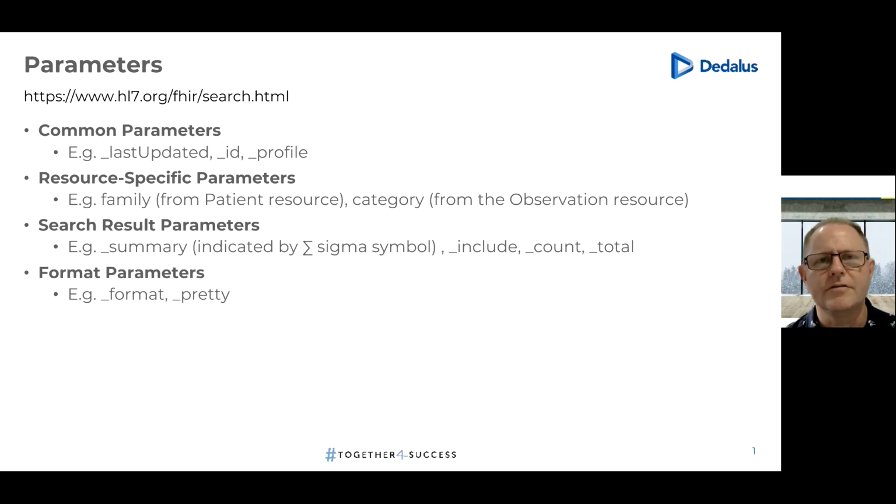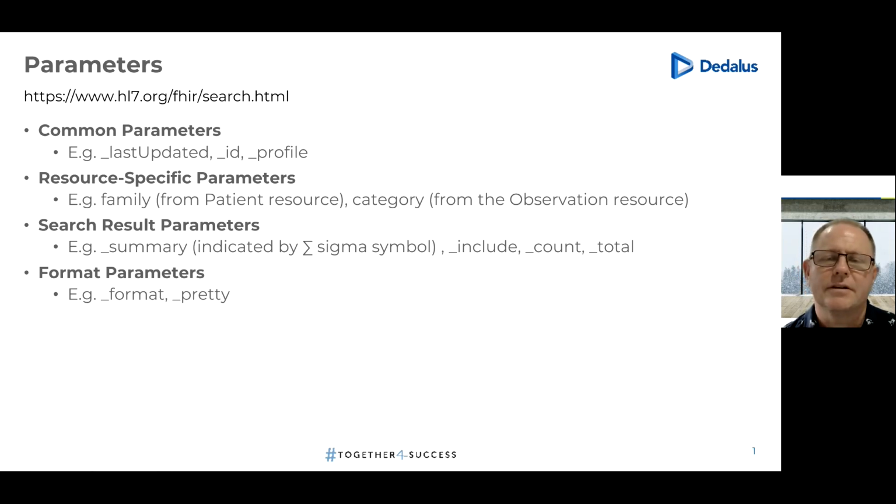So there's a variety of different parameter types that are available within FHIR. There's some common parameters that apply to any resource. Things like last updated is a really good example of that. So we can get a particular resource where the last updated date is after a certain date, if we want to get newer records after a certain date.